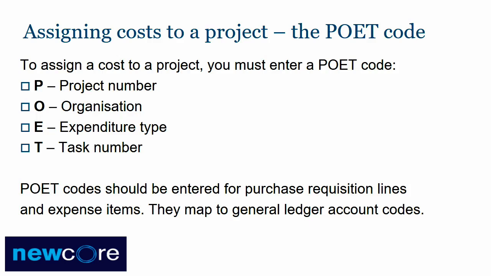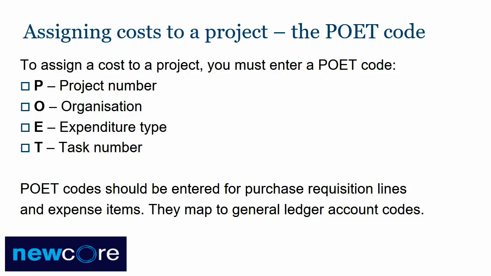So each letter stands for P, project number, O, organization, so that's the lead organization for it. Then E is the expenditure type that is enabled on that particular project to be charged against. And also each project has a structure of tasks, and you can charge a specific task on each project. So at the moment, when you have your project codes, it's a string of letters and then a number, followed by a number.